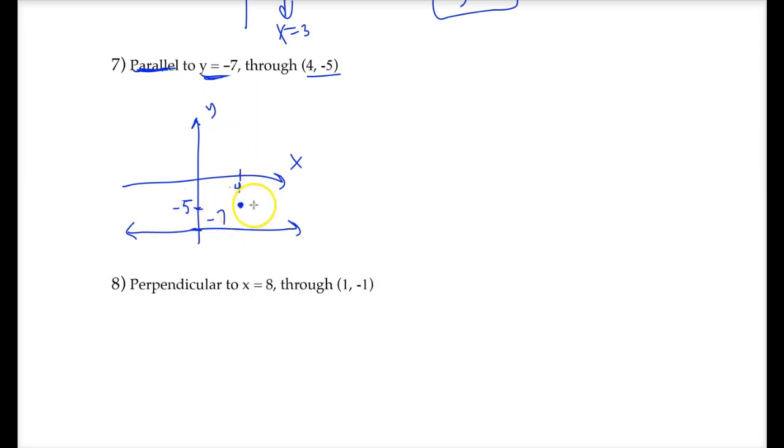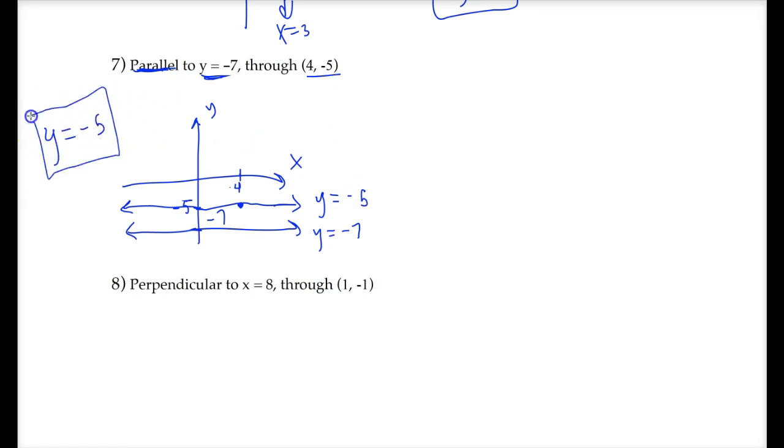And since it's going to be parallel to it, it's going to also be a line that is horizontal. So if this line here is y equals -7, then this other horizontal line here would be y equals -5. And of course, the answer to this question would be y equals -5. The reason why is that we know it does not matter what x is, y is always -5 on this horizontal line.